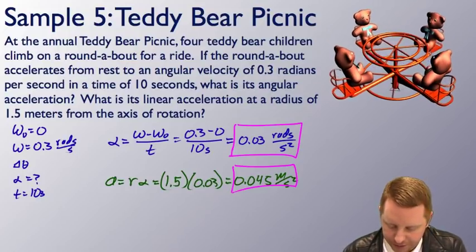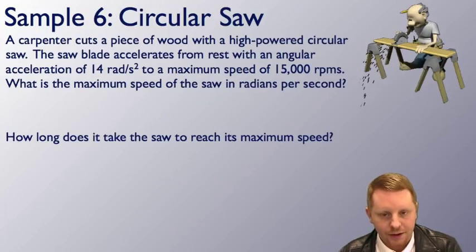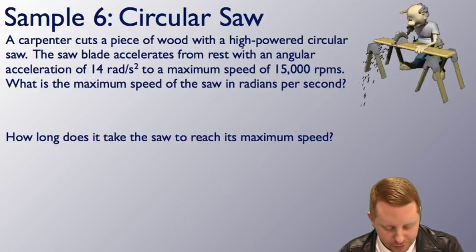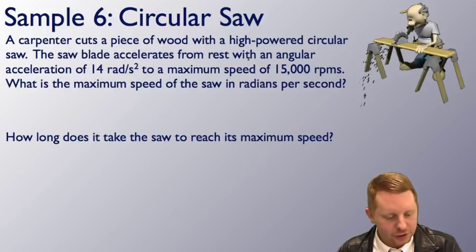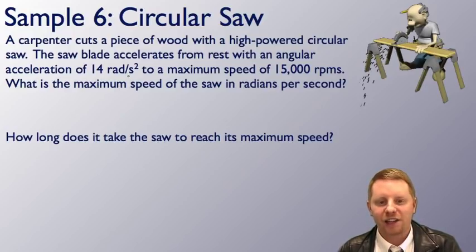All right, I think we've got time for one more problem here. A carpenter cuts a piece of wood with a high-powered circular saw. The saw blade accelerates from rest with an angular acceleration of 14 radians per second squared to a maximum speed of 15,000 RPMs. What is the maximum speed of the saw in radians per second?